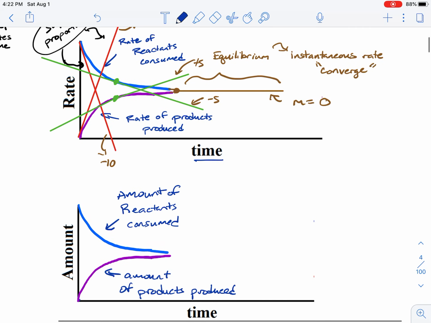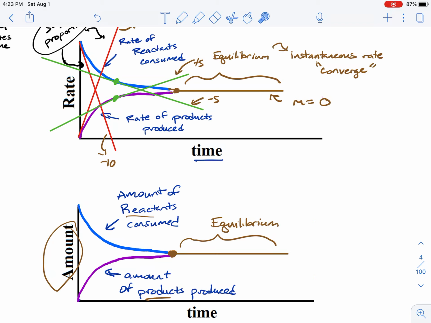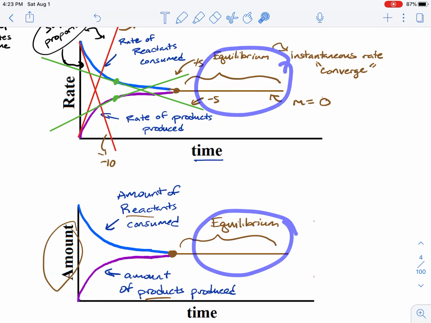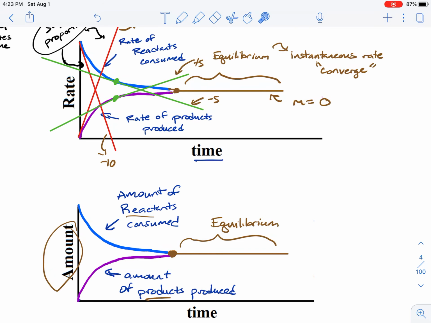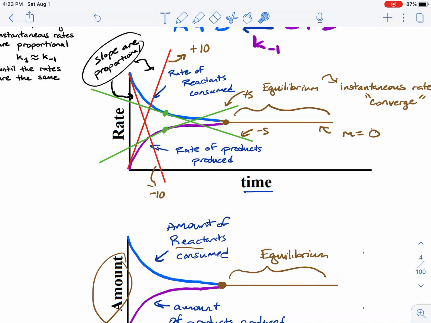Okay. And so once again, when the rates converge, the amounts converge, and we're going to get a flat line. And so it is at this point where the amount of reactants and amount of products are at an equilibrium. And this is really where we see a chemical reaction not changing at all. And we'll talk more about that when we talk about dynamic equilibrium. All right. And so let's go ahead and look at another scenario.